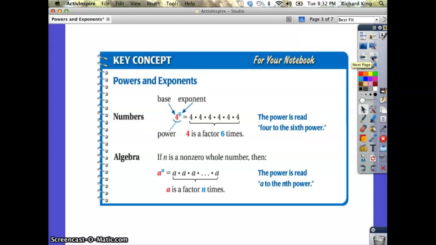Okay, this is an example of a power and exponent. The 4 is the base, and the 6 is your exponent. The 6 tells you how many times the base is used, so in this case 4 is used 6 times, or 4 is multiplied 6 times. So that gives you an example of a power, a base, and an exponent.